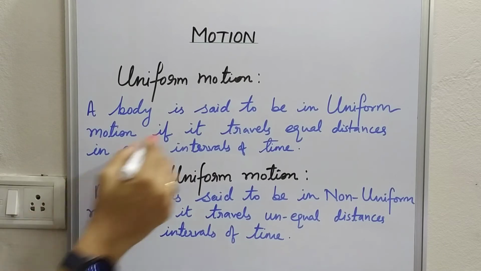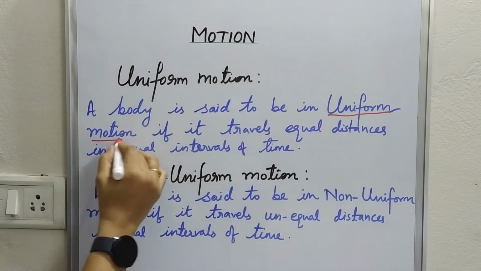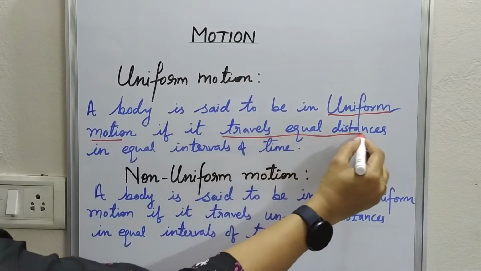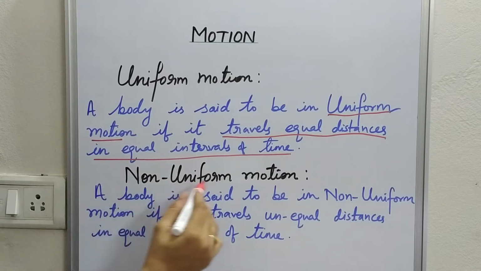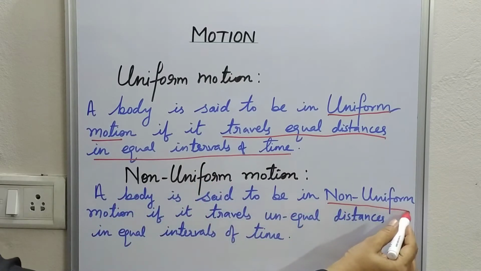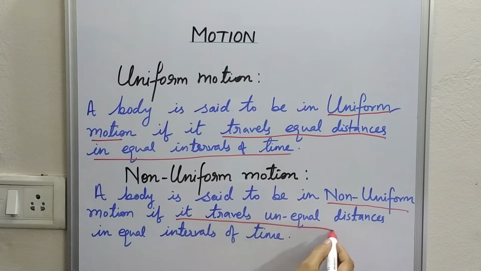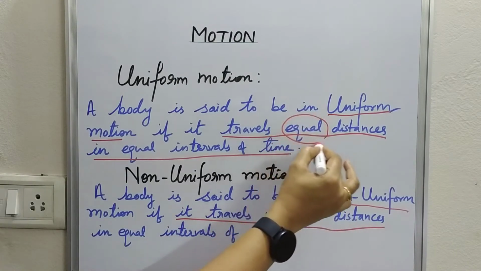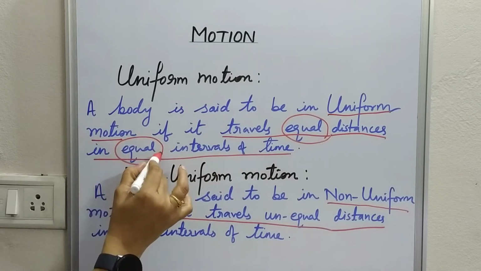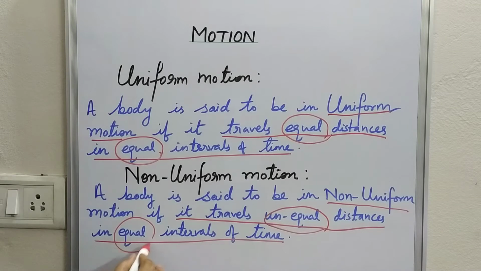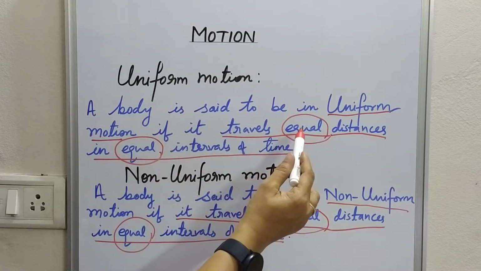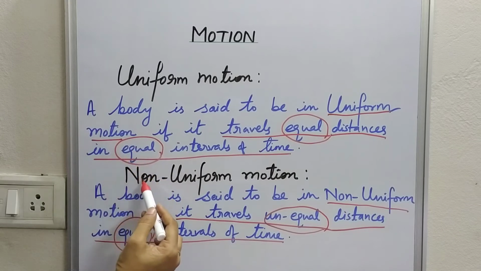So a body is said to be in uniform motion if it travels equal distances in equal intervals of time. And a body is said to be in non-uniform motion if it travels unequal distances in equal intervals of time.